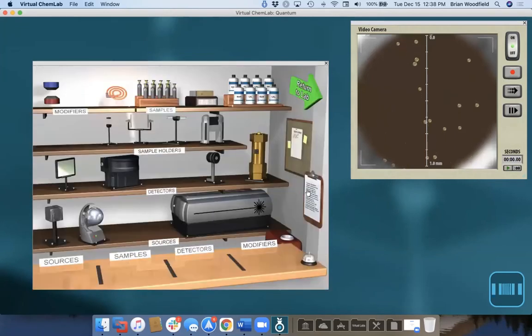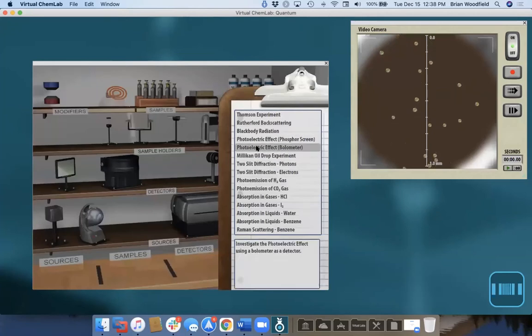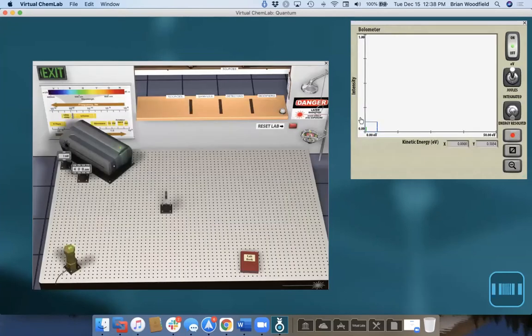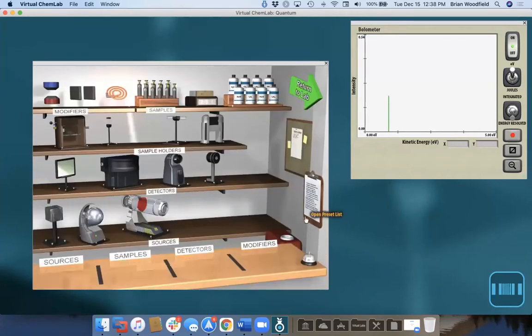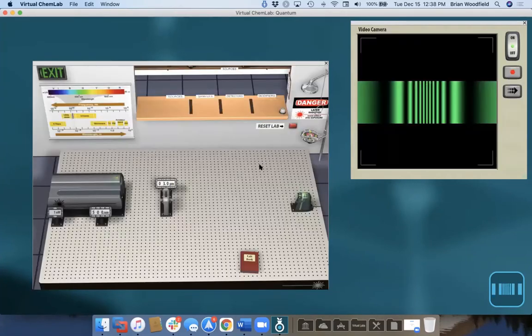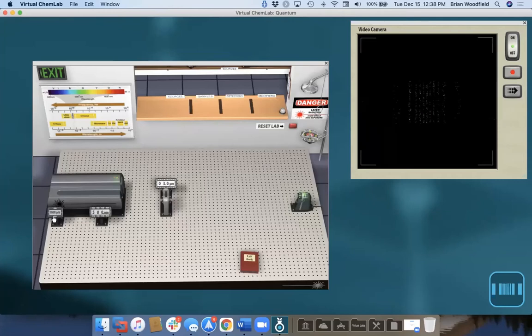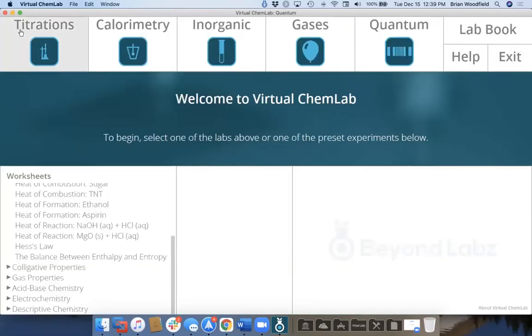They can do the photoelectric effect with the bolometer. And so here's the signal way down here. What happens if they change the wavelength? What happens if they change the intensity? So they can actually calculate work functions and do the photoelectric effect. Two-slit diffraction: change the intensity and change the wavelength and see different colors, go into persist mode. All of this kind of data can get saved to the lab book. So it's a really great experiment that we can do.